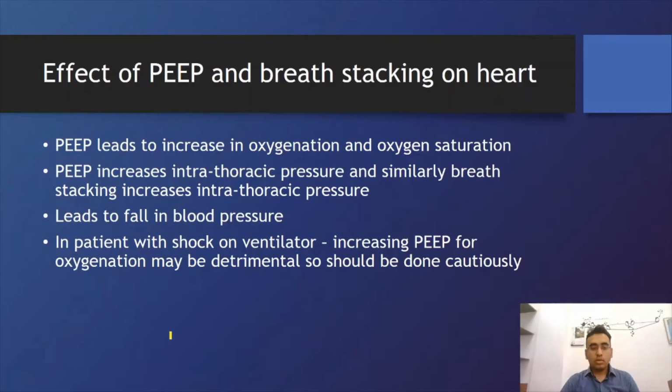Okay. So we discussed that PEEP leads to an increase in oxygenation and oxygen saturation. We mentioned how it increases intrathoracic pressure, and similarly breath stacking, and what happens to the blood pressure. So if a patient is in shock and you want to increase oxygenation, you find that saturation is going low, you need to be really careful about increasing the PEEP. What you would rather do is first improve the blood pressure, and only then try to increase the PEEP, because otherwise the patient may become more morbid, or there is an increased risk of mortality if you just increase the PEEP thinking only of oxygenation.